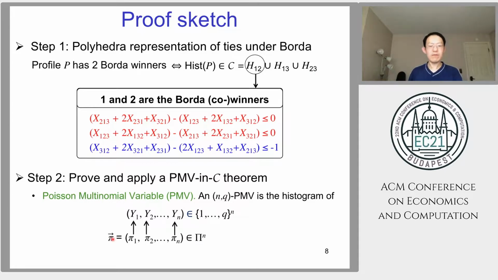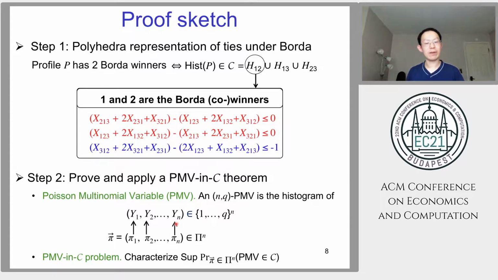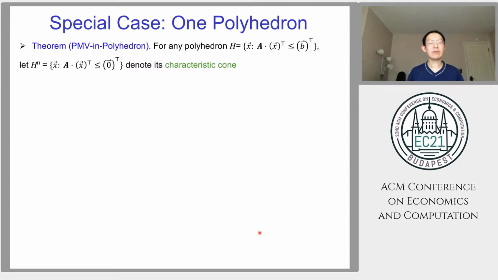So this PMV is characterized by a vector of n distributions, pi1 for y1, pi2 for y2, and pi n for yn. And in the PMV in C problem in this talk, we want to characterize the maximum probability of our PMV in this union of polyhedra. So for the interest of time, I'm only going to present the proof for the special case where C consists of just one polyhedron. And actually, this can be very easily leveraged to the union of polyhedra. So this is really the key part of the proof.